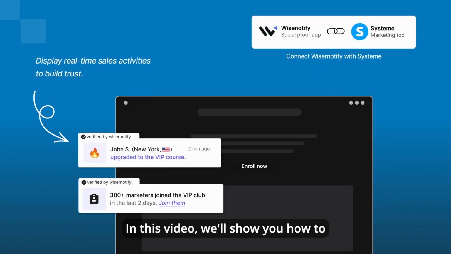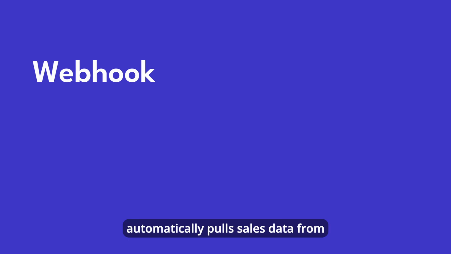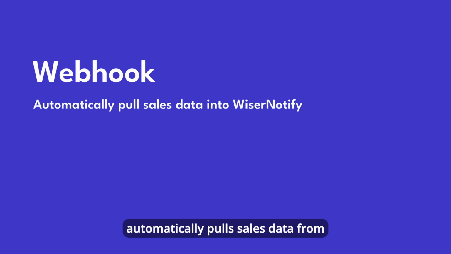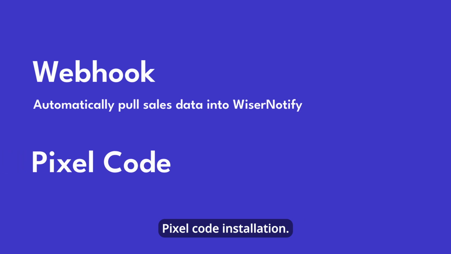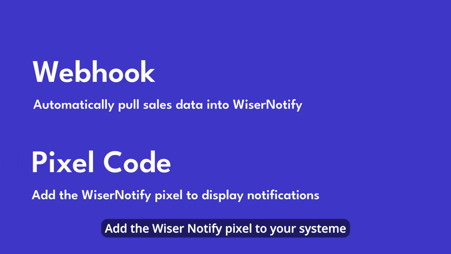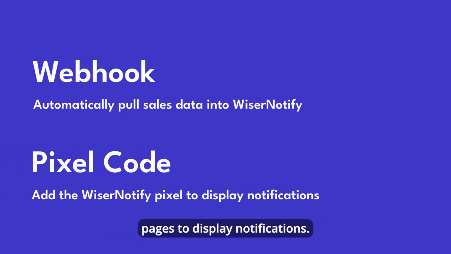In this video, we'll show you how to integrate WiserNotify with System to display real-time sales notifications on your website. There are two key steps for this integration. Webhook integration automatically pulls sales data from System into WiserNotify. Pixel code installation: add the WiserNotify pixel to your system pages to display notifications.